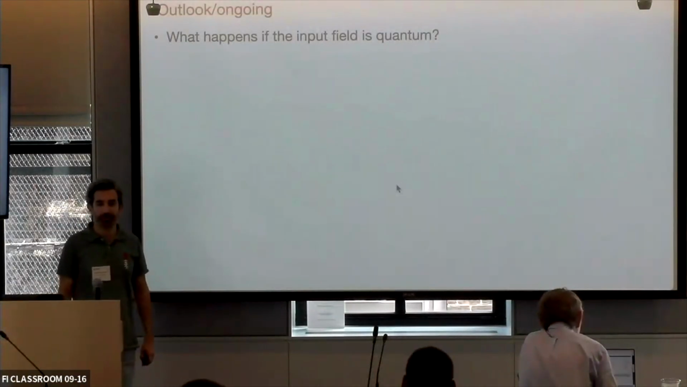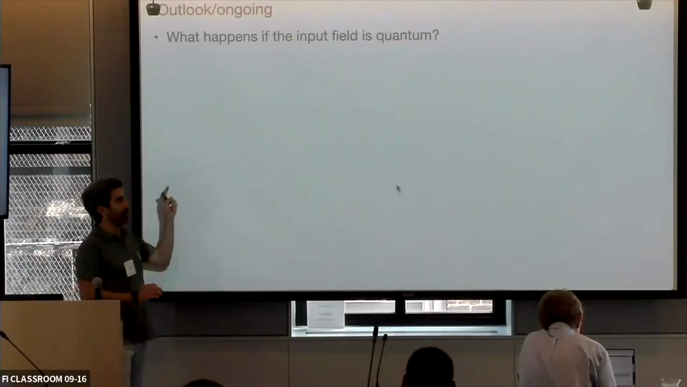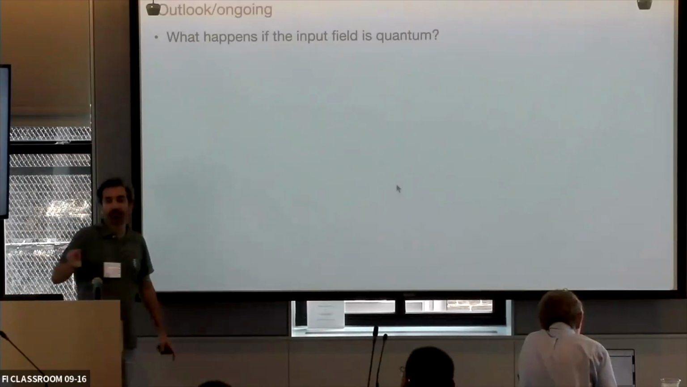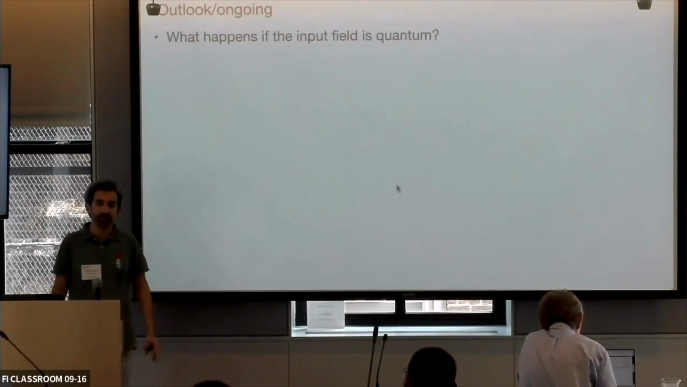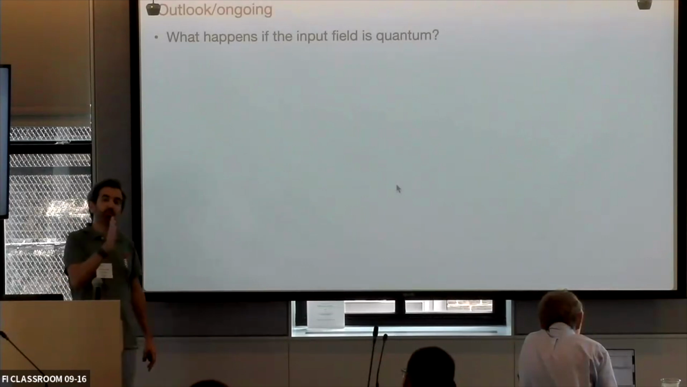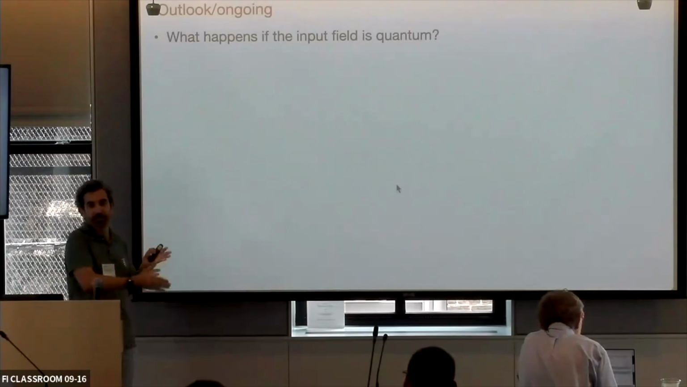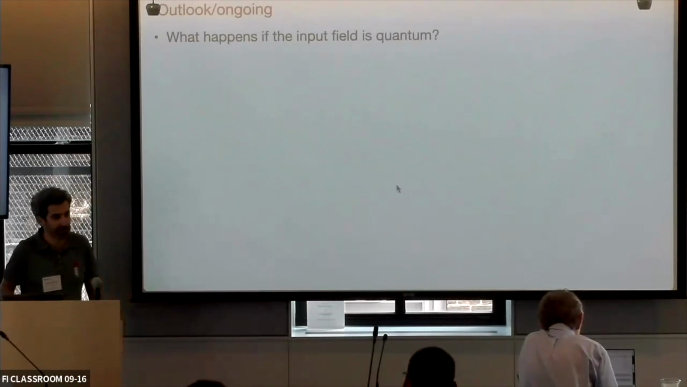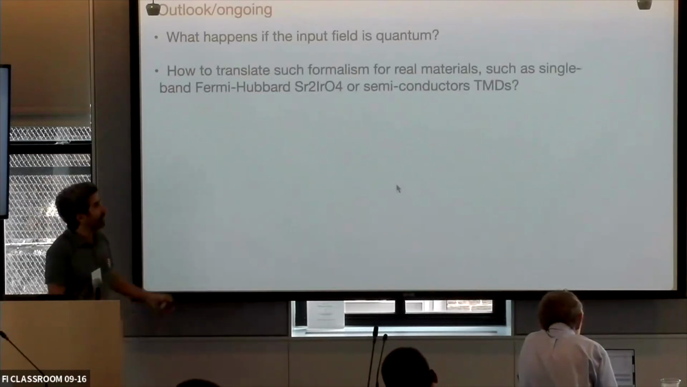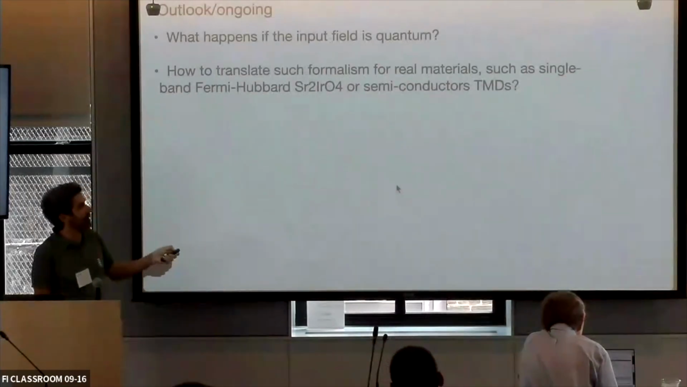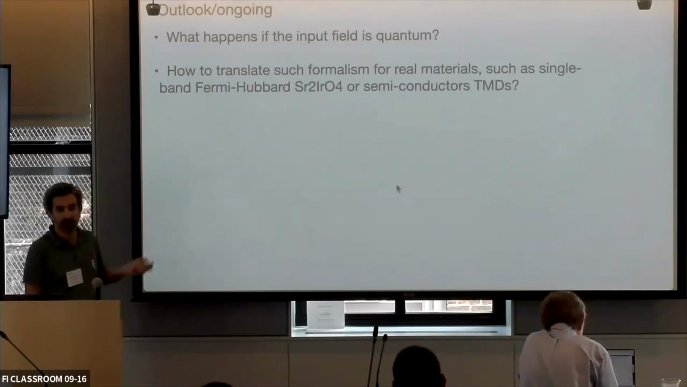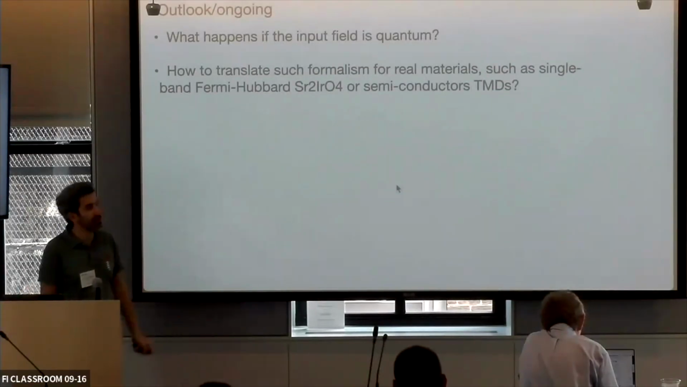another question. Yeah. So our input field was classical. We can also have a squeezed light to come in, etc. For most of the cases, I don't think it's going to help. But for cases that we are talking about the quadrature measurement, it would help, because if we are doing quadrature measurement, then it's better that the input light also have squeezed quadrature. How to translate such formalism for real materials, in particular, what kind of materials can be described by this single band Fermi-Hubbard model, what happens to semiconductors, etc. That's the next part of the talk.